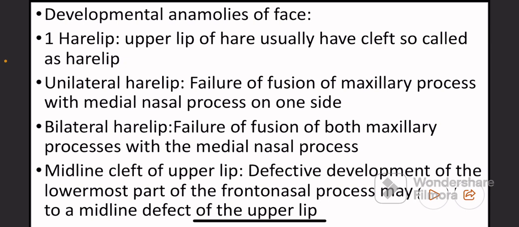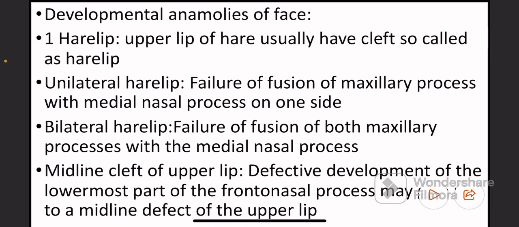Why is it so named, hare lip? Because a hare has a cleft in her upper lip. Then unilateral hare lip means failure of fusion of the maxillary process with the medial nasal process on one side. And bilateral hare lip means failure of fusion of both maxillary processes with the medial nasal process. In unilateral, there is failure in only one side, while in bilateral, there is failure on both sides.